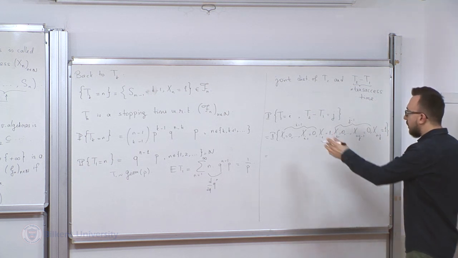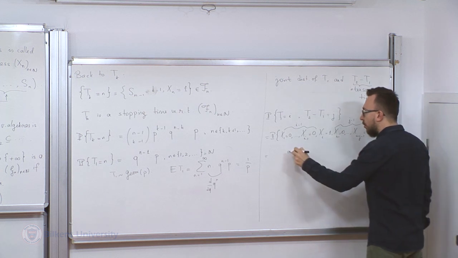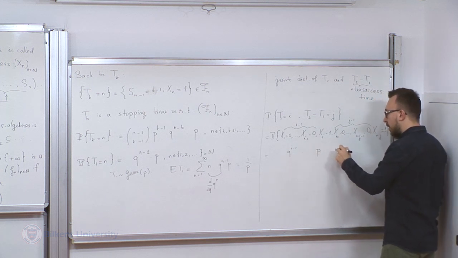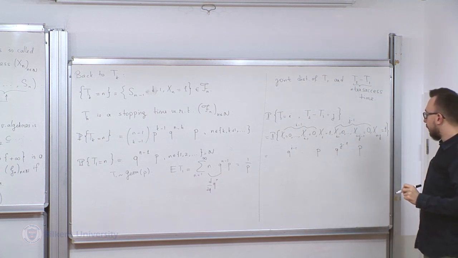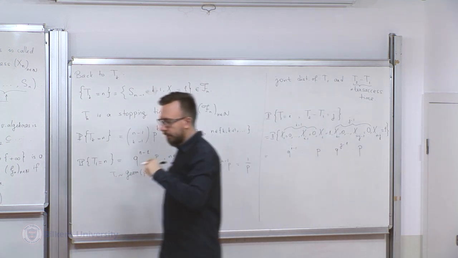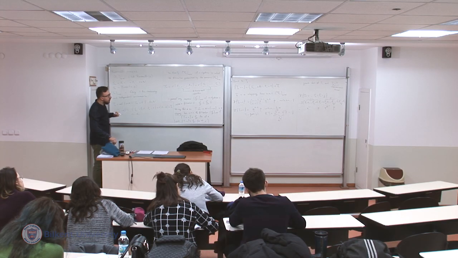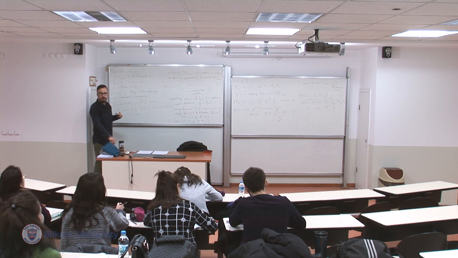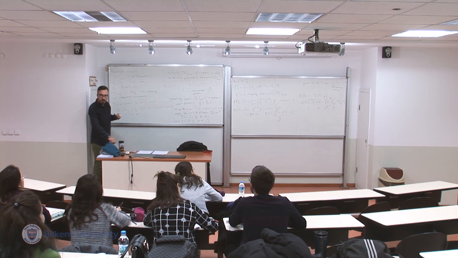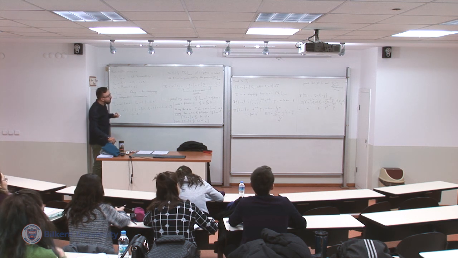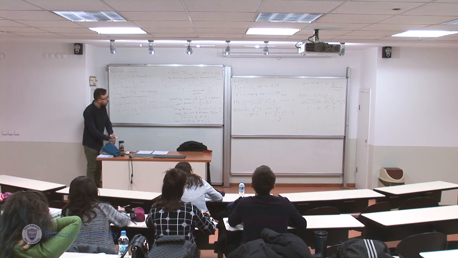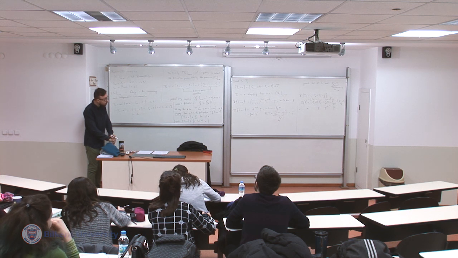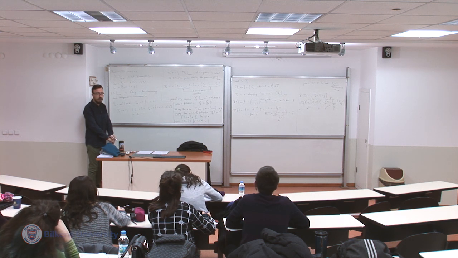Okay, so these are just IID, right? So this is q to the i-1, p, q to the j-1 times p. If you look at that, this is just the product of two, what kind of distributions? Geometric distributions. So what I'd like to conclude is that T1 has the geometric distribution, T2 minus T1 has the geometric distribution, and they are independent.